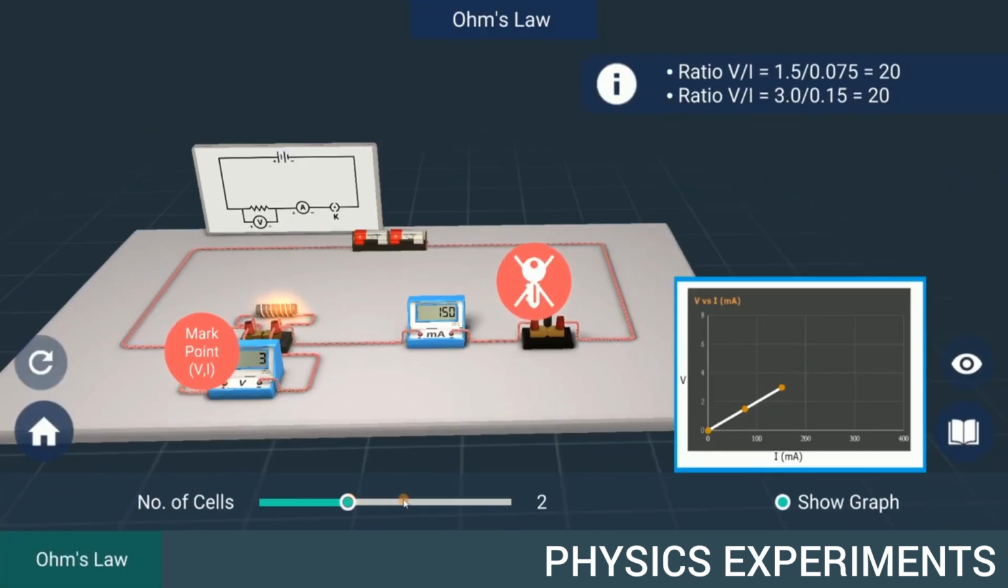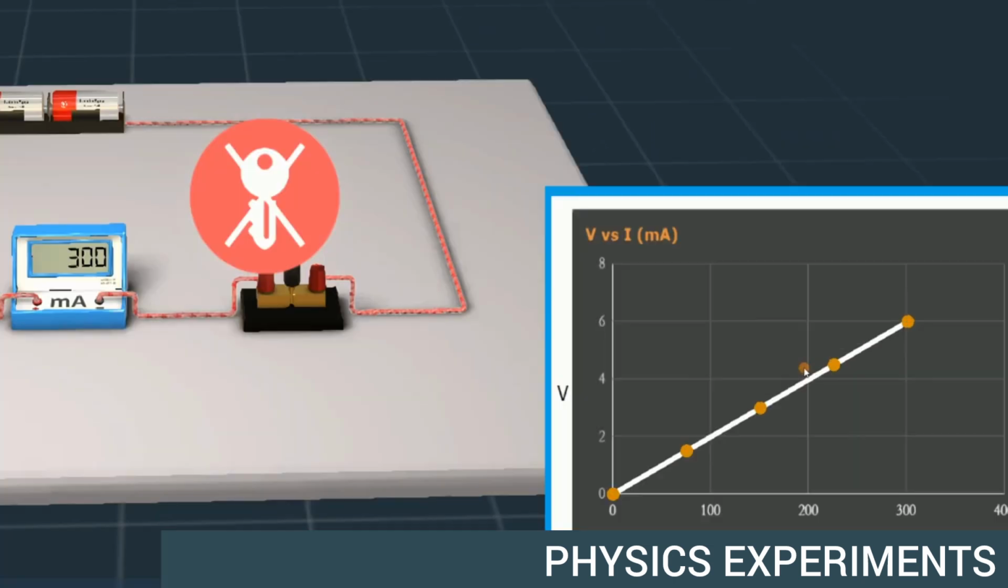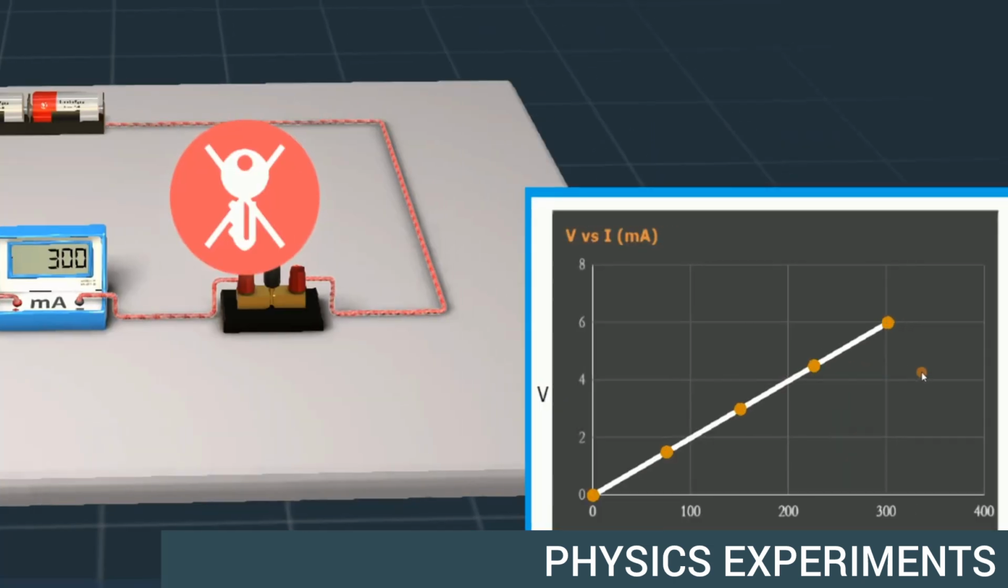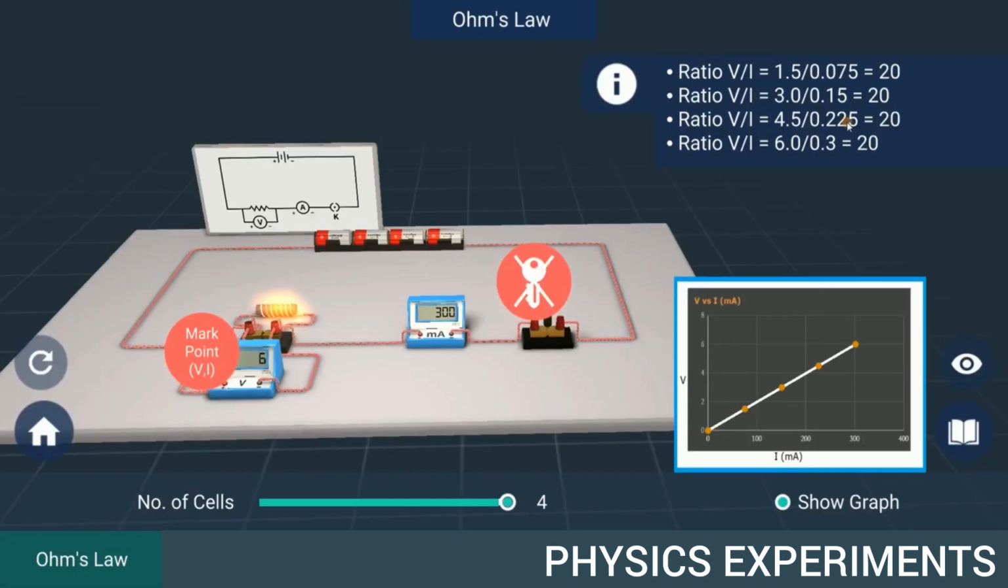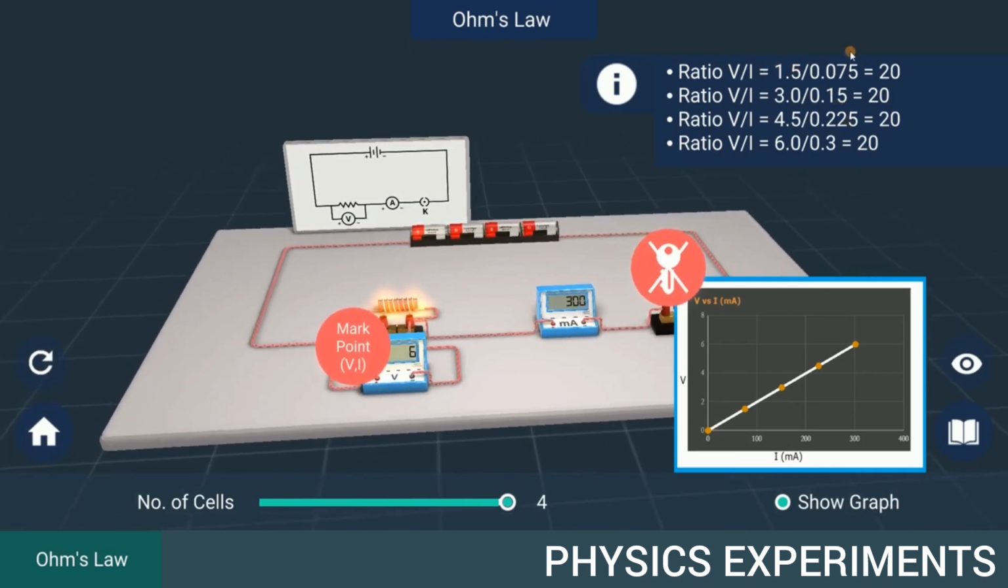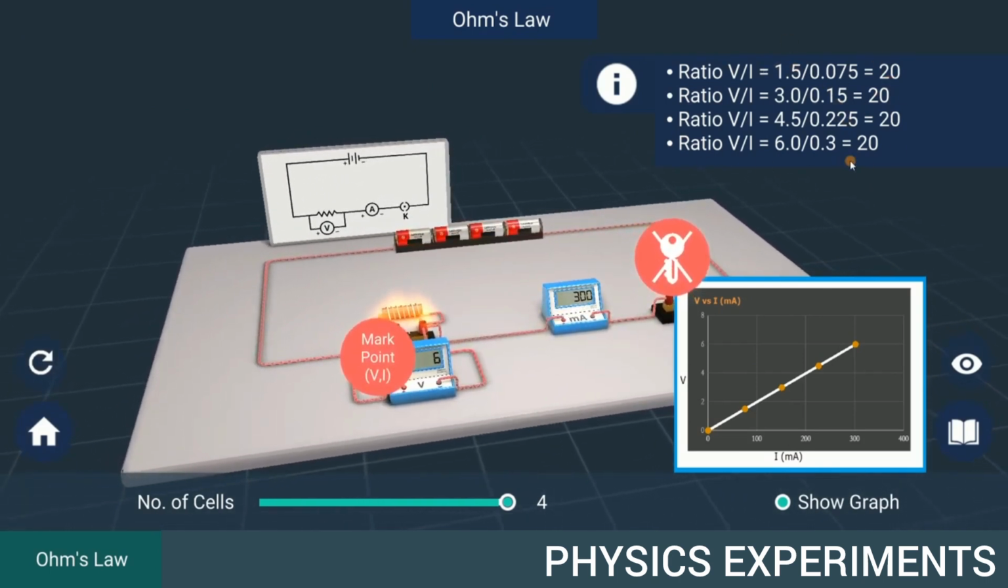Similarly, add a third and fourth cell in the circuit and mark the respective points in the graph. We can see that the V versus I graph is a straight line passing through the origin. The ratio of V and I in each case is the same. Thus, V by I is a constant ratio.